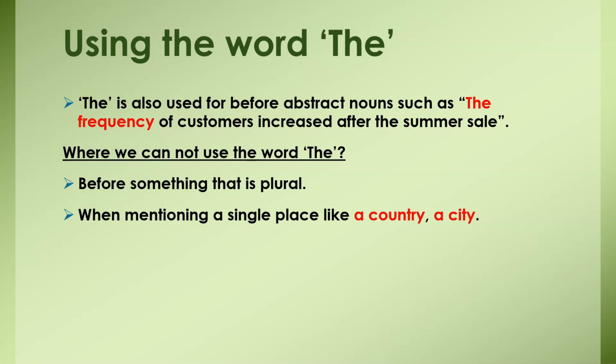Next, the is also used before abstract nouns that are describing a process or a situation. For example, the frequency of customers increased after the summer sale. Now, frequency represents the situation or a process, or it is the abstract noun, and we can use the before the abstract noun.